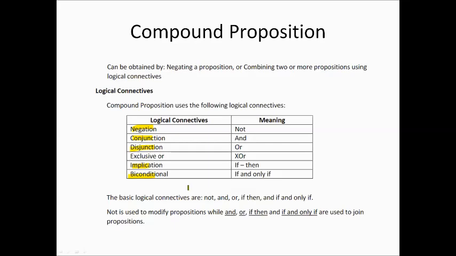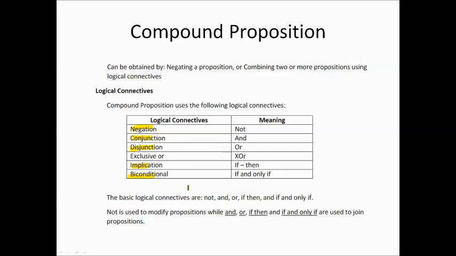When you say negation, it means not. When you say conjunction, it means and. When you say disjunction, it means or. Okay, and when you say exclusive or, it means XOR. And then next is implication, it means if then. And then for the biconditional, it means if and only if.